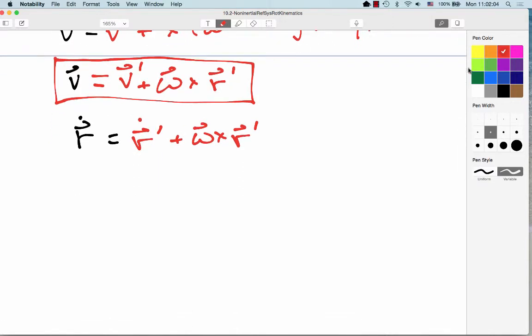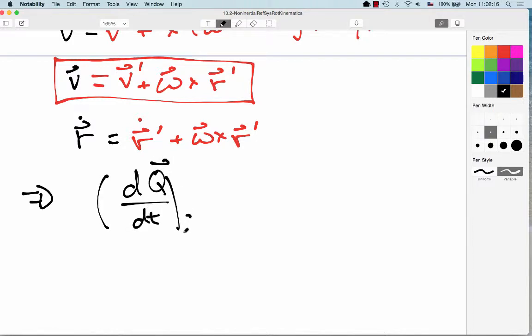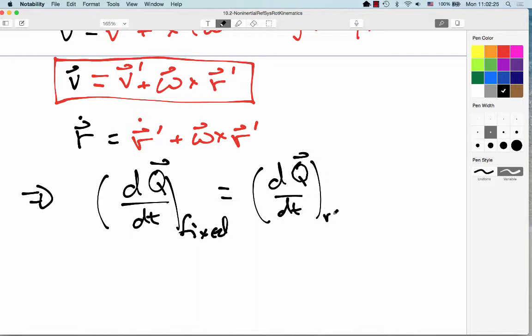So let's go ahead and just rewrite it in general to say that the time derivative of q in the fixed frame is equal to the time derivative of q in the rotating frame plus omega cross q. So now we've got a straightforward prescription for differentiating anything where we know it better in a rotating frame. We go ahead and do the ordinary time derivative, but then we add a term of omega cross the thing.